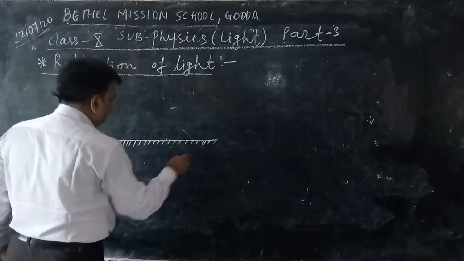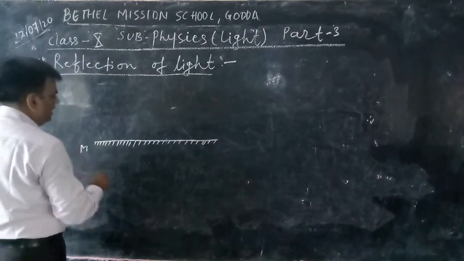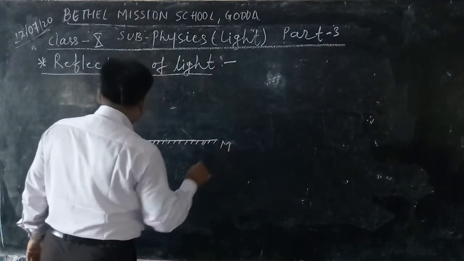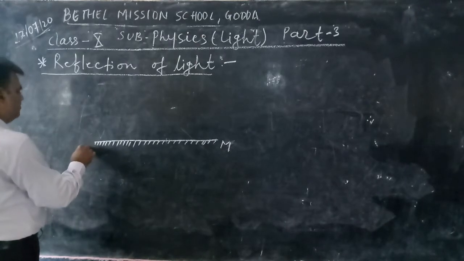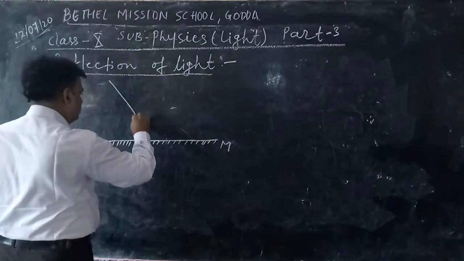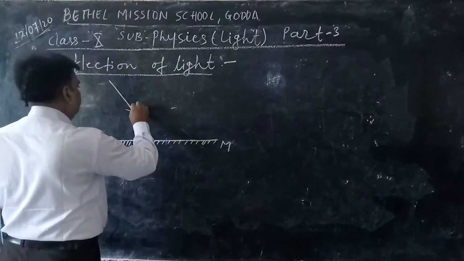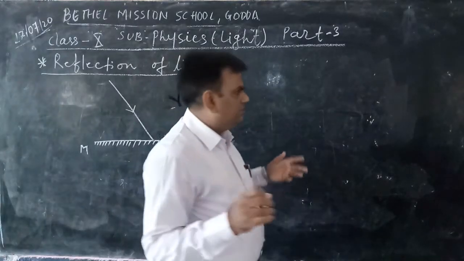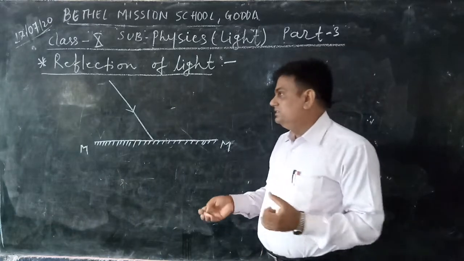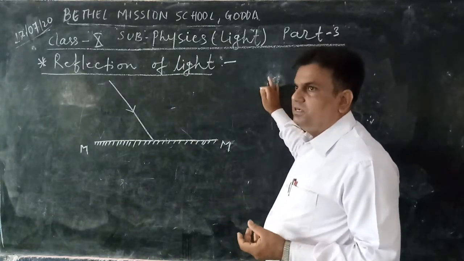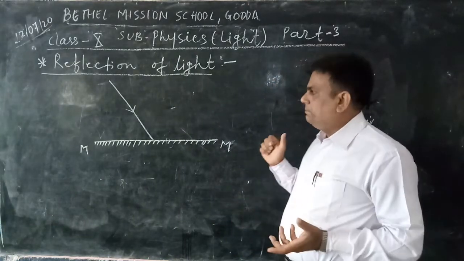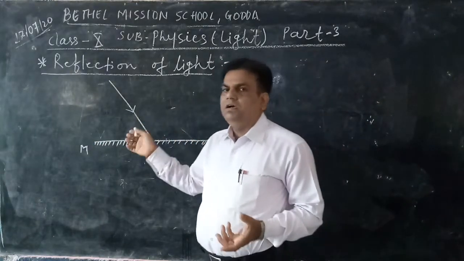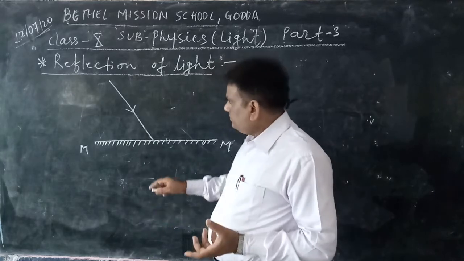Suppose that this is a mirror, and one ray of light falls on the surface of the mirror. So what happens? As you know, there are three kinds of objects for light: transparent, translucent, and opaque. So here the mirror behaves like an opaque object.